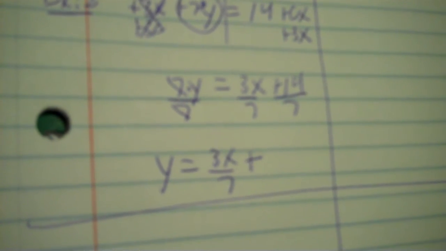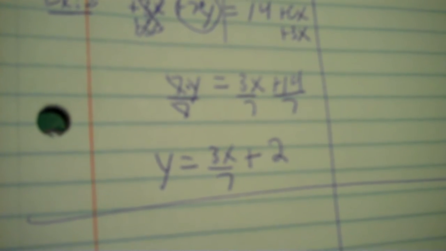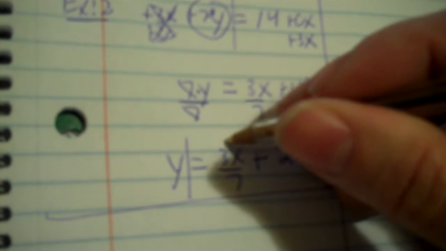Okay, 3 divided by 7 is a decimal, so I keep it 3x over 7. Then 14 divided by 7 is not a decimal, it's 2, so I write 2 down. Now y is by itself, and I know the m and the b. That's the whole point of this. Example 3.